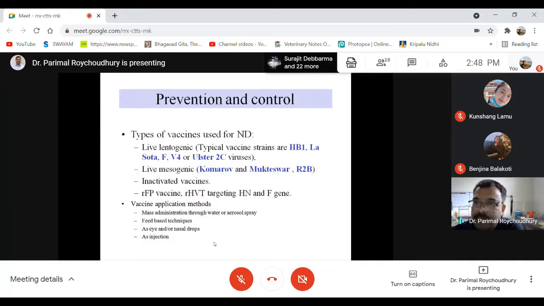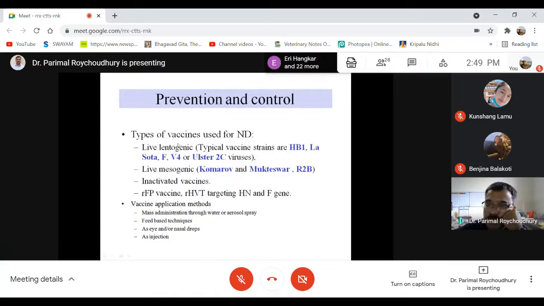Now, when you talk about prevention and control for this particular virus, we have some very excellent vaccine strains, and these vaccine strains are divided into 2 or 3 different categories. One is the lentogenic strains, a very mild form of the virus, generally the F strain and Lasota, which are very much prevalent in our market. They are used for primary vaccination, and usually within the first week after hatching, these vaccines are given.